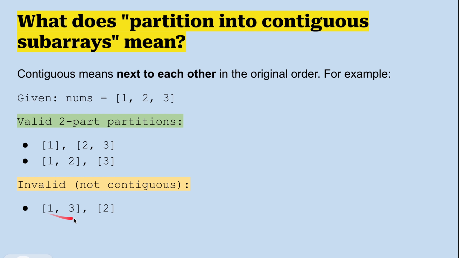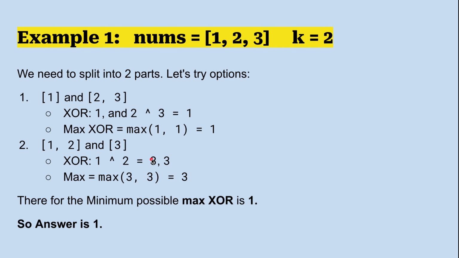But if you take 1 3 and separate 2, this is not valid, because after 1 the 2 should be there, but 3 is coming, meaning we are skipping the 2, and that is why it is invalid. So the only valid partitions are these two, and we can do the partition like this. I hope you understand.